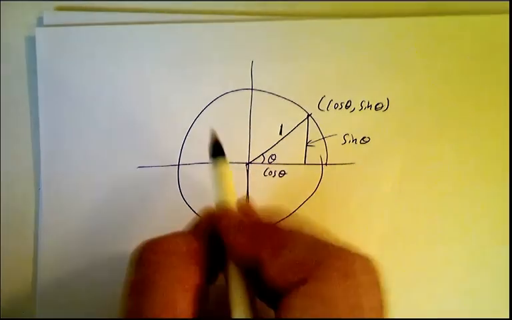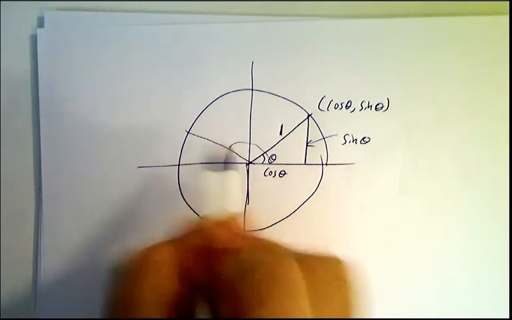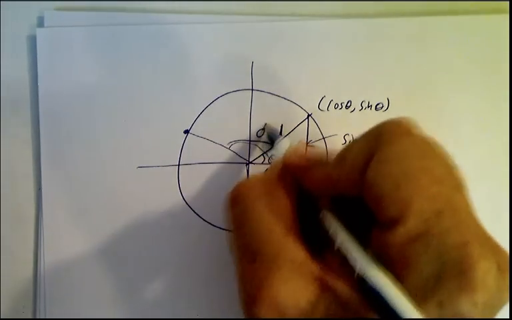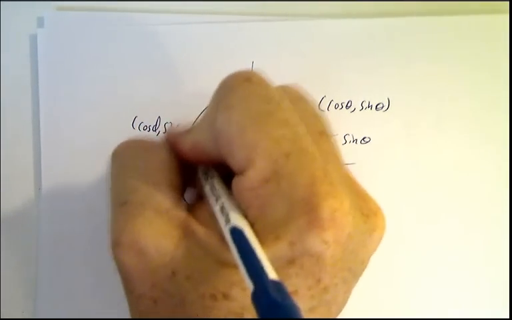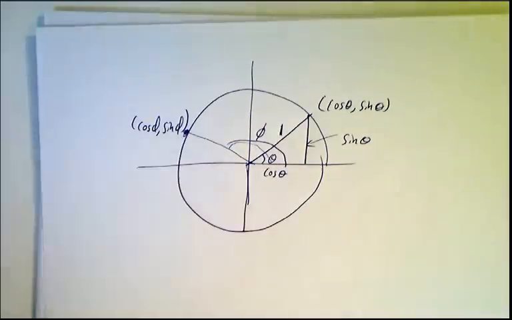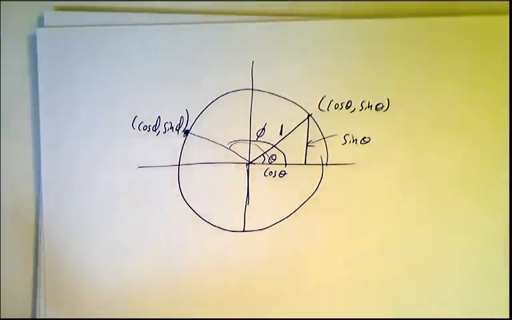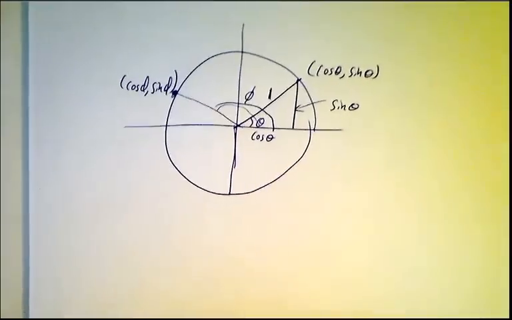But if you want to know what the sine or the cosine of a bigger angle is, of this angle, well, let's call this big angle here phi. Then the coordinates of this point are going to be cosine phi comma sine phi. Cosine phi will be negative. It's to the left of the origin. Sine phi will be positive. So those are the 6 basic trig functions.